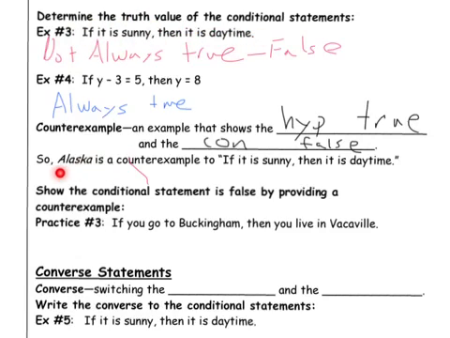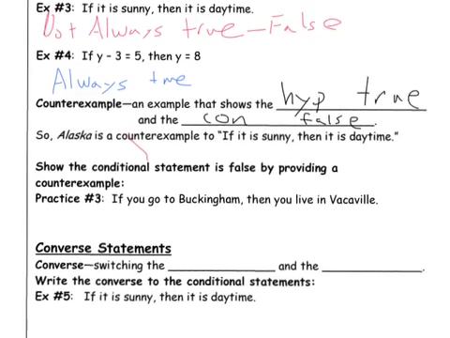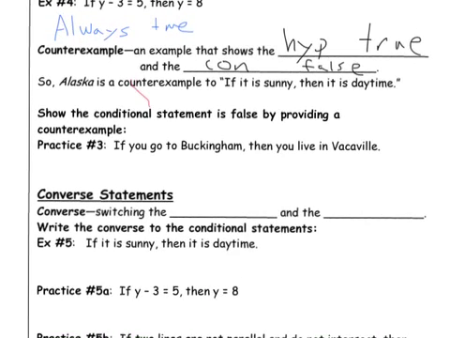And Alaska is actually a perfect counterexample to if it is sunny, then it is daytime. Because in Alaska in the summer, it is sunny, so this part's true, but it is not necessarily daytime all the time, right? I was there, and it was like 11:30 at night, and the sun was still out. So it's not necessarily daytime just because it's sunny. So we have an example here. You guys can think about this.